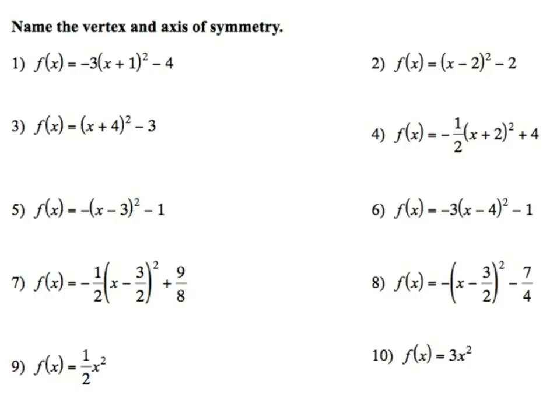Alright, so the vertex is going to be (h, k). In this case, we have to think opposite. In order for that to have changed to a negative, we had to have a minus -1 there. So (-1, -4) will be our vertex. The axis of symmetry is always the x coordinate, but we must add that "x equals" part to it. Okay? Let's do a couple more here.